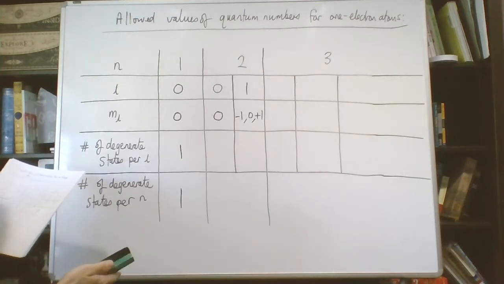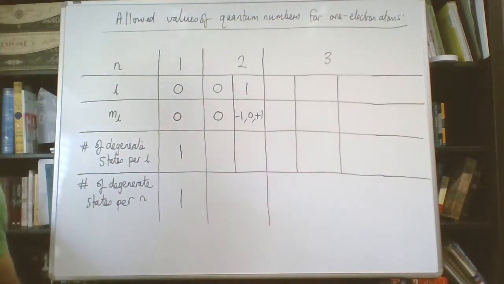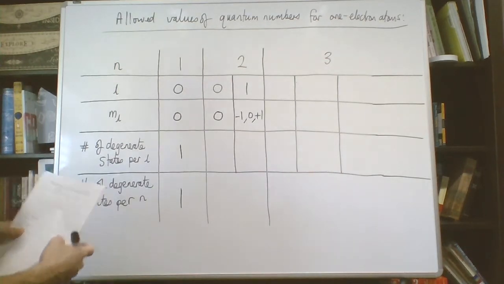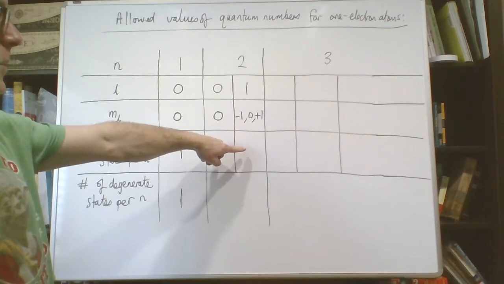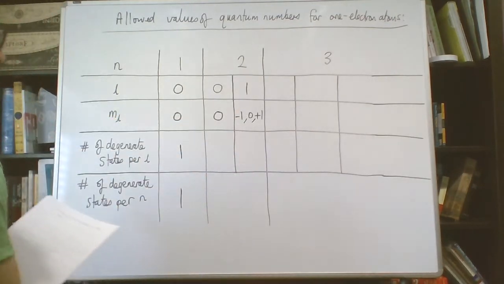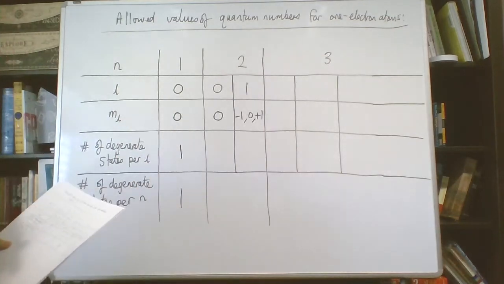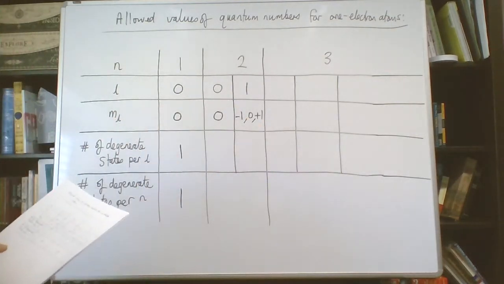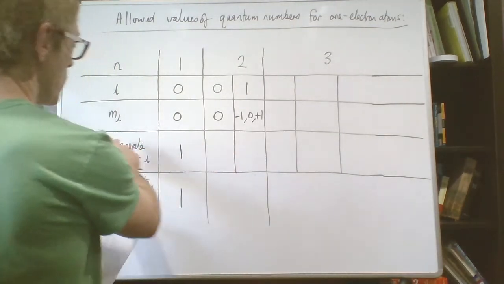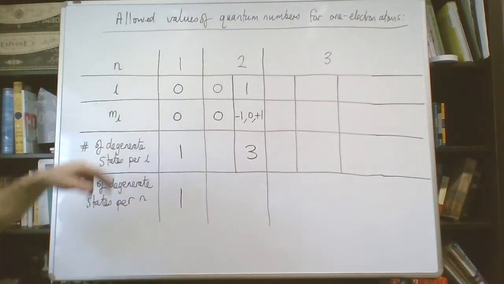I've missed a number out on my diagram. Let's continue the p and then we'll go back here. So L equals 1, it's a p orbital, which means there are 3 orbitals. They have magnetic numbers -1, 0, and +1. So how many are there? There are 3.